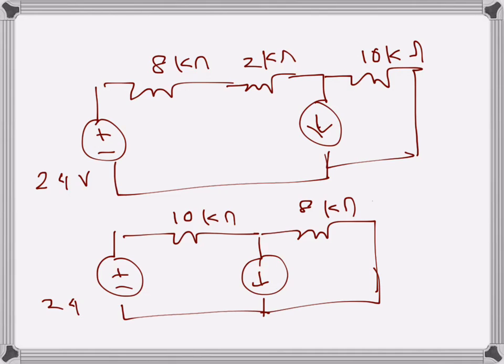There are several ways to solve this, with 3 milliamps and this 10 kilo ohms. What I will do is write KCL at this node. Let's assume the voltage of this node is V1. So I will write KCL.